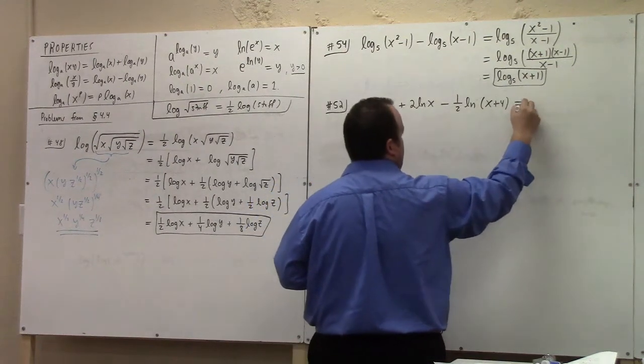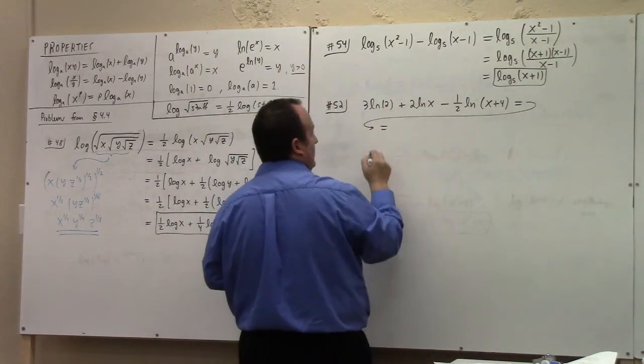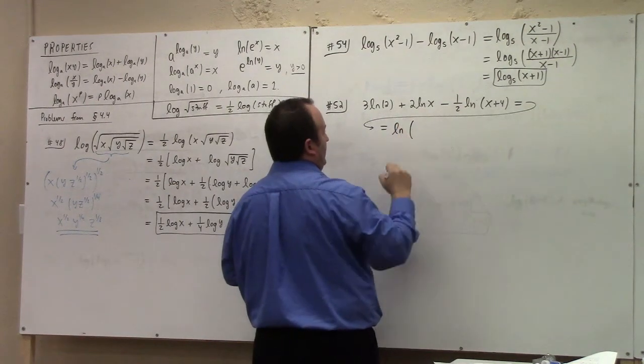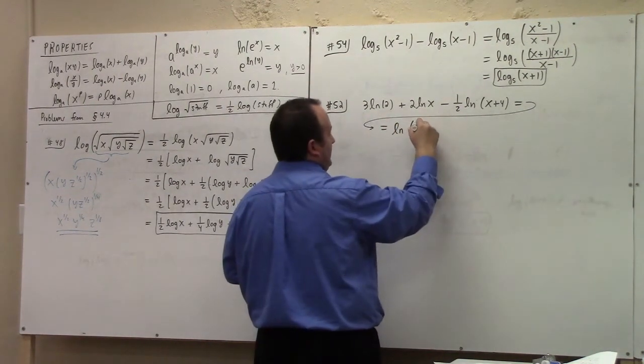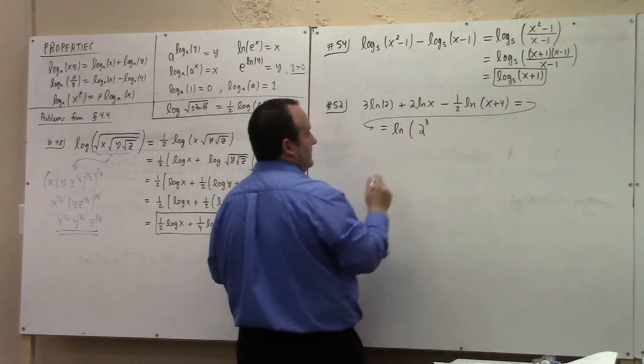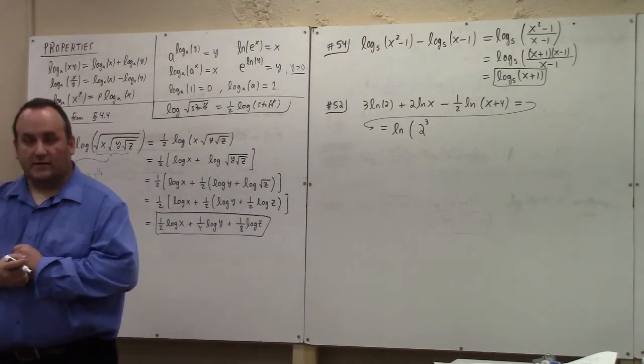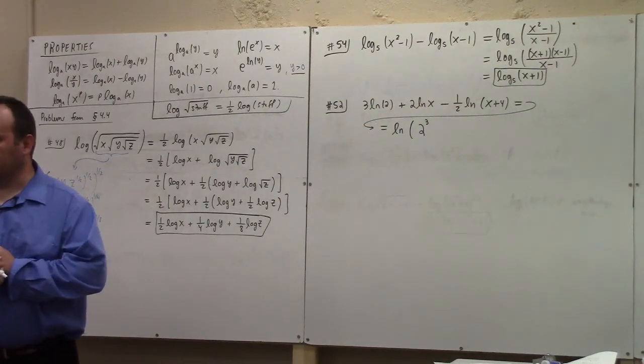How about this next one here? What do we do here? So we've got the natural log. I'm going to do it all at once. First of all, I've got a 2 to the power 3 from the first term, right? Times x to the what?